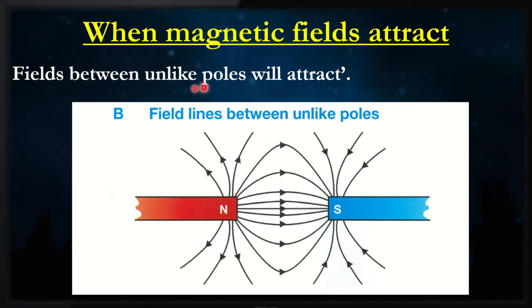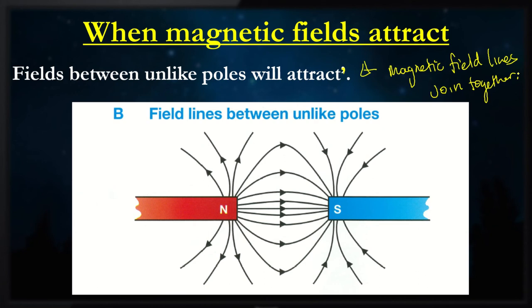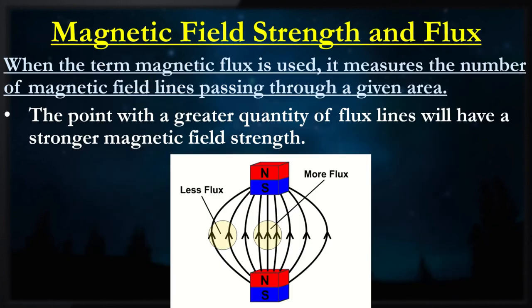We also know that if we have two different poles, they will form an attraction. So you show that the lines join together. To show that they attract, our magnetic field lines join together. So that's the way it will go.